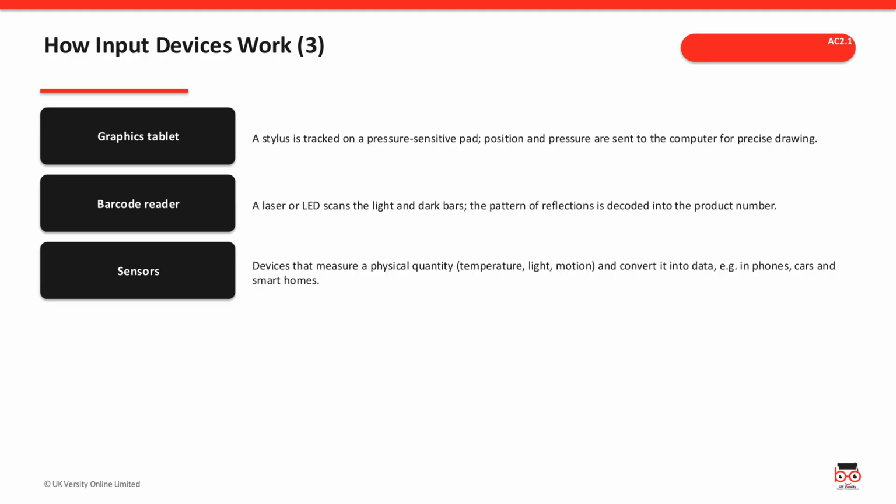And the last group of inputs. A graphics tablet tracks a stylus across a pressure-sensitive pad, sending both position and how hard you press, which is perfect for detailed drawing. A barcode reader scans the light and dark bars on a label and decodes that pattern into a product number. And sensors measure something physical, temperature, light or motion, and turn it into data, which is exactly what's happening inside your phone, your car, and a smart home.